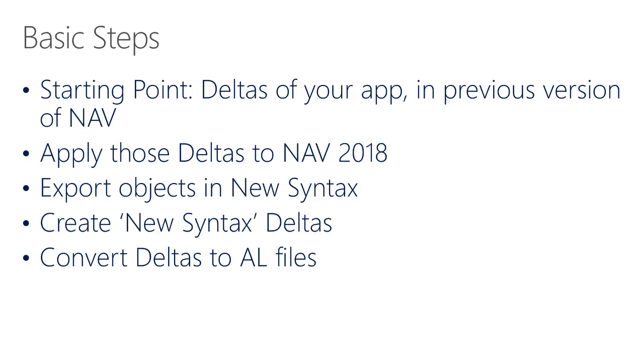The first thing we'll do is apply those deltas to NAV 2018 or Dynamics 365 Business Central. We export those objects in new syntax, and new syntax is necessary for interpreting that into AL file. We create new syntax deltas. Those deltas are then converted to AL files.